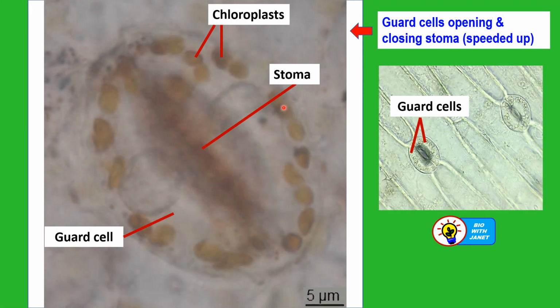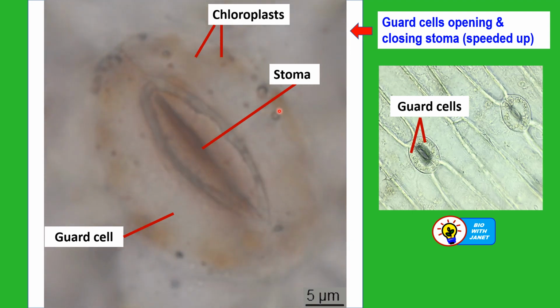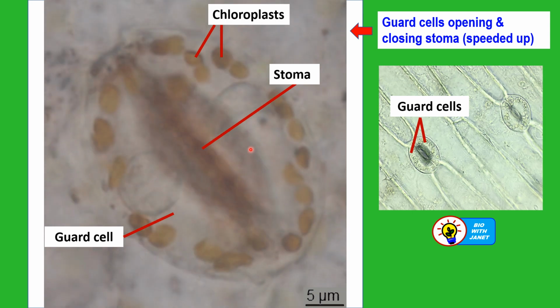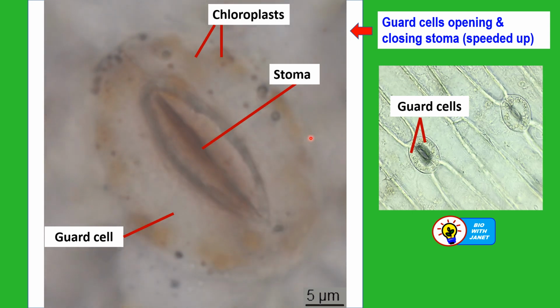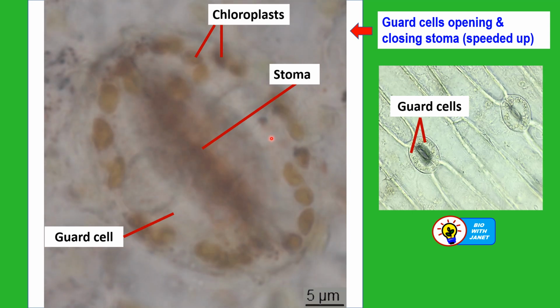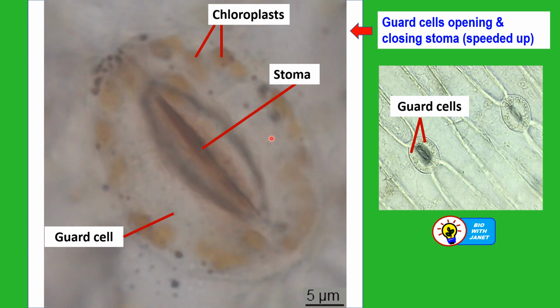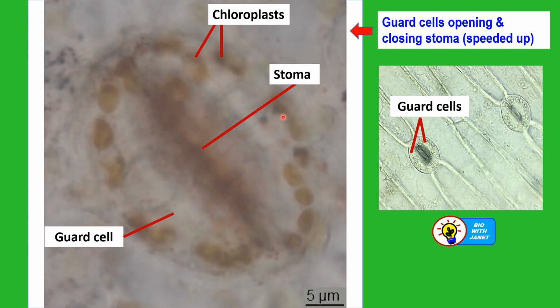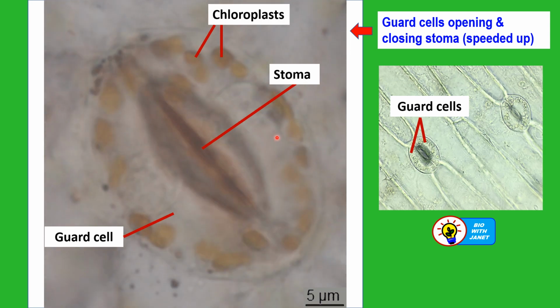So here, actually, the diagram is showing you the guard cells opening and closing the stoma, okay? Now, you watch the movement of this dark line. When it moves outwards, it means that the stoma is opening, right? And then when it comes together, it means it's closing. Open, close, open, close, open, close, okay? So when it curves outwards, it's opening, and when it curves and moves inwards, it means it's closing, all right?